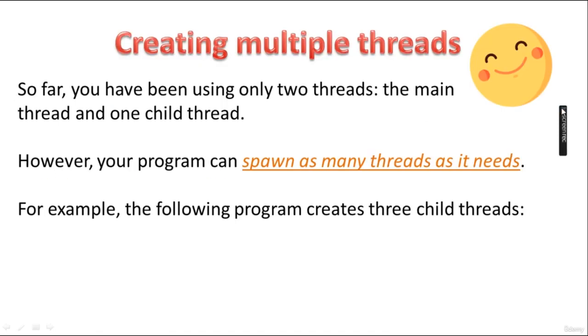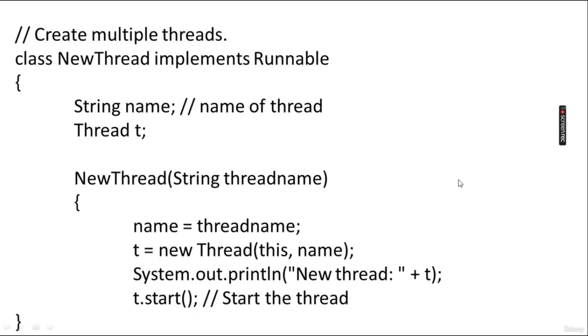Now, creating multiple threads. So far, you have only been using two threads, the main thread and one child thread. But you can create as many child threads as you need. For example, the following program creates three child threads. You can spawn as many threads as you need. So we will see this example.